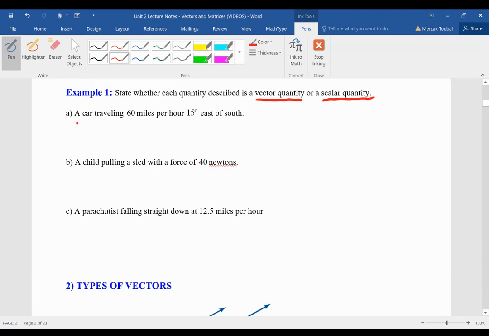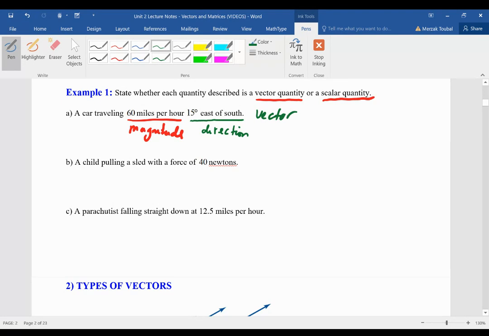Example 1a, a car traveling 60 miles per hour. That would be magnitude. And then 15 degrees east of south. That's direction. So what is this? Vector. Good. Let's move on to example B.